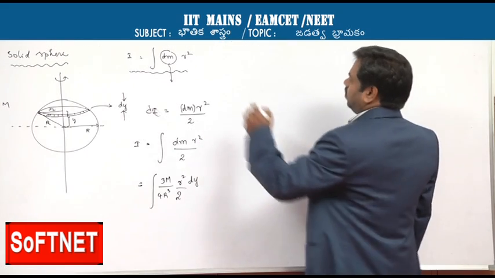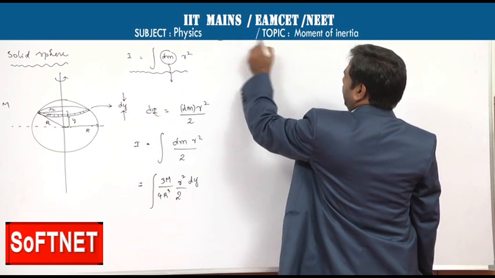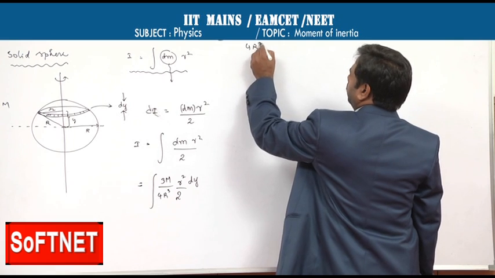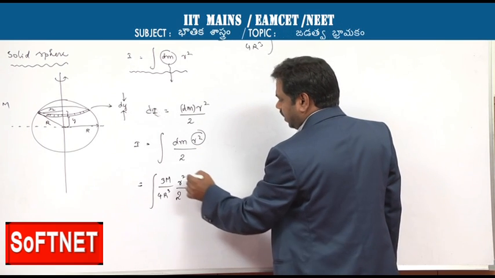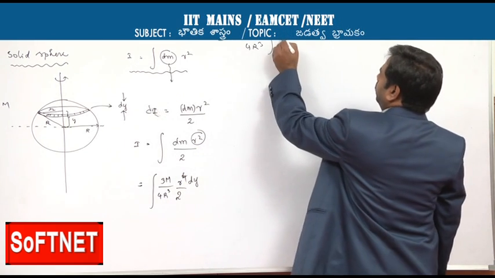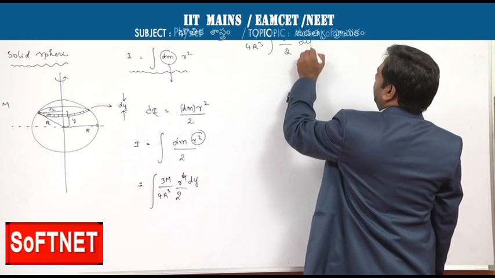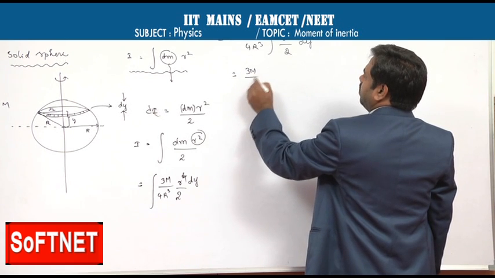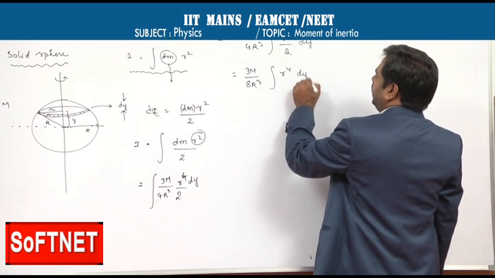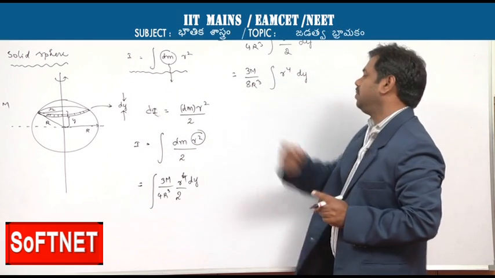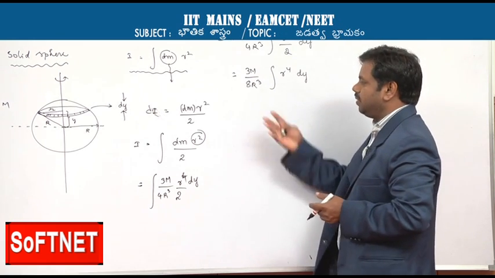Now the moment of inertia I of the solid sphere is 3M by 4 R cube, integration of r square, and already one more r square is there. So this becomes r power 4 by 2 into dy, that is equal to 3M by 8 R cube integration of r power 4 dy. Here small r is variable as well as y is variable, so we convert one into the other.